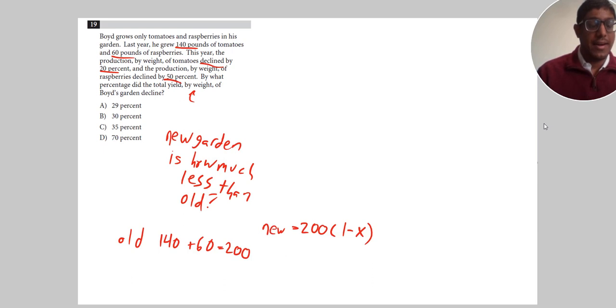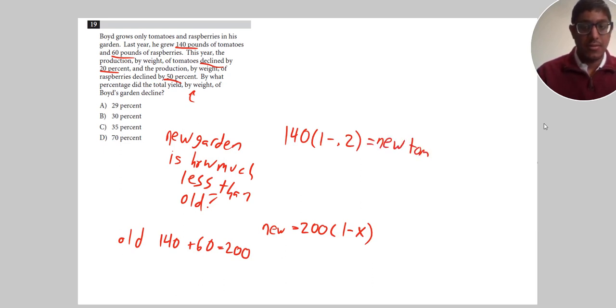The 140 pounds of tomatoes declined by 20%. So that's 140 times 1 minus 0.2, right? That's a 20% decline, and that's going to give us the new tomato. And the raspberries is 60 pounds, declines by 50%, so 1 minus 0.5 equals new berries.